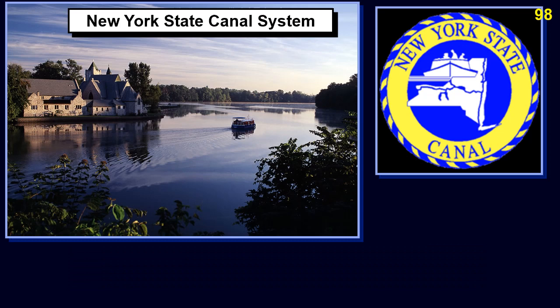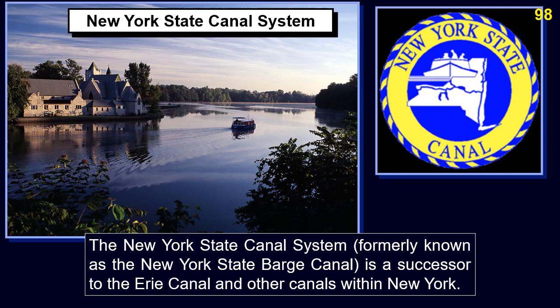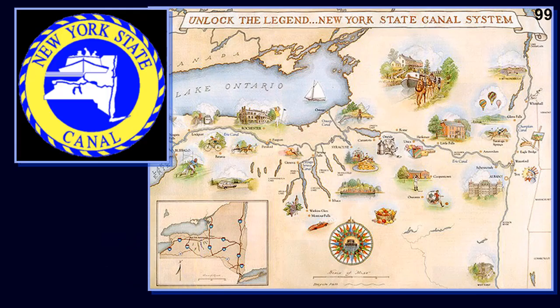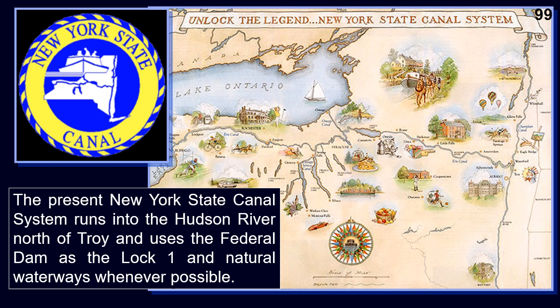The New York State Canal System, formerly known as the New York State Barge Canal, is a successor to the Erie Canal and of the canals within New York. The present New York State Canal System runs into the Hudson River north of Troy and uses the Federal Dam as lock one and natural waterways whenever possible.